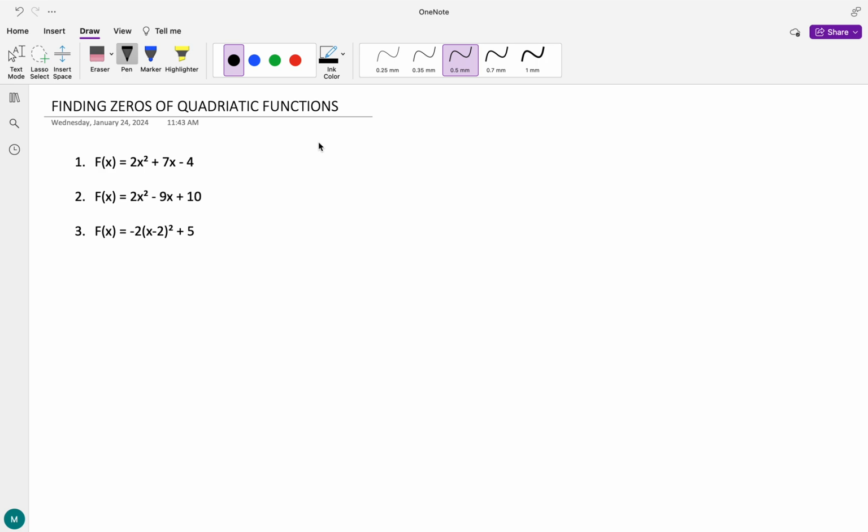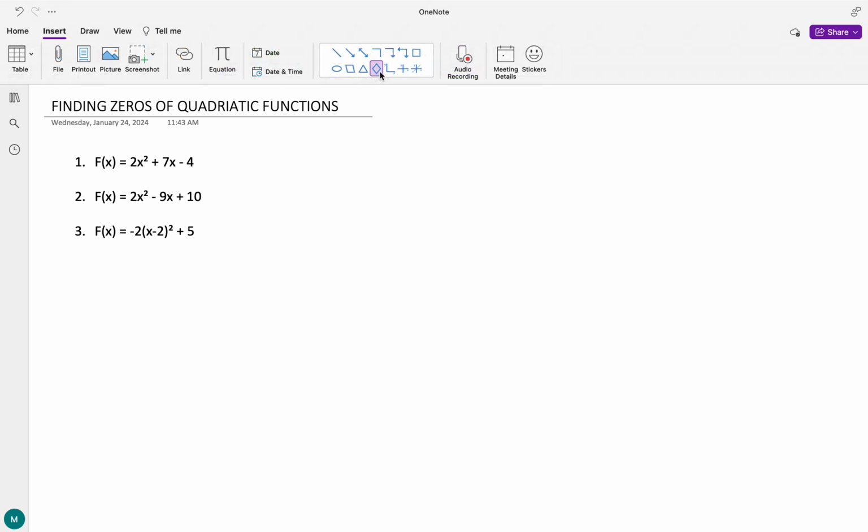It is time to start finding zeros of quadratic functions. They are also commonly known as the roots or solutions to a quadratic function. And those are the points where our function intersects the x-axis and the y value is equal to 0. So enough talk.